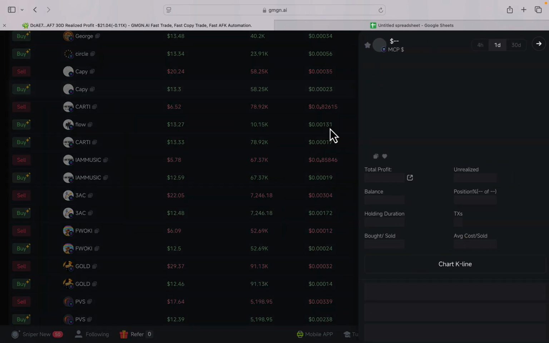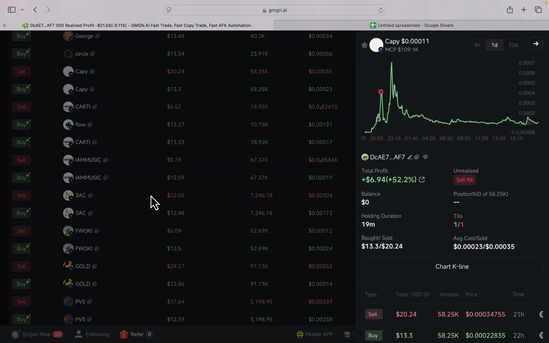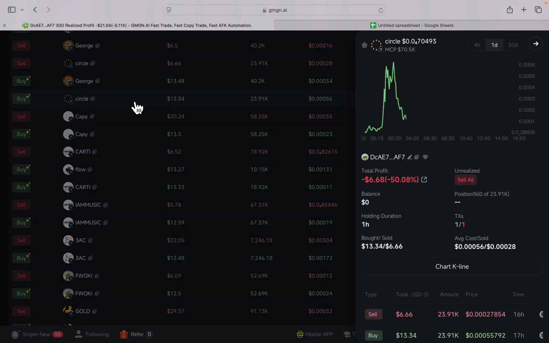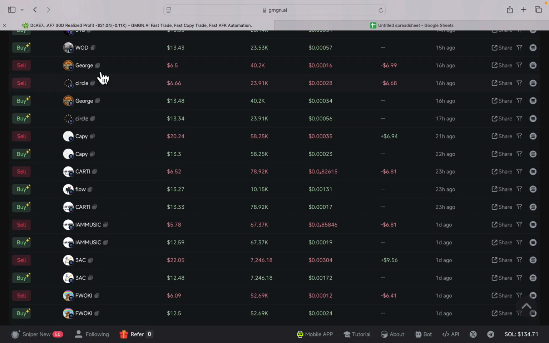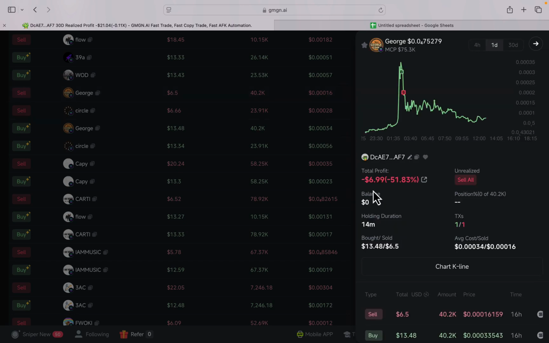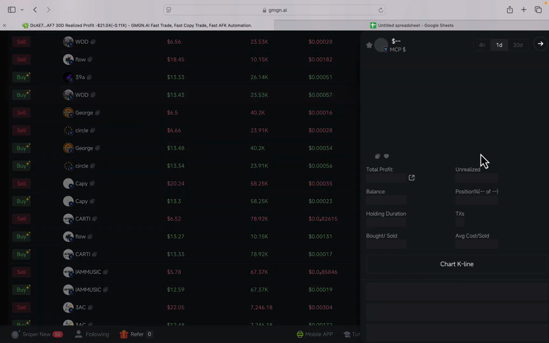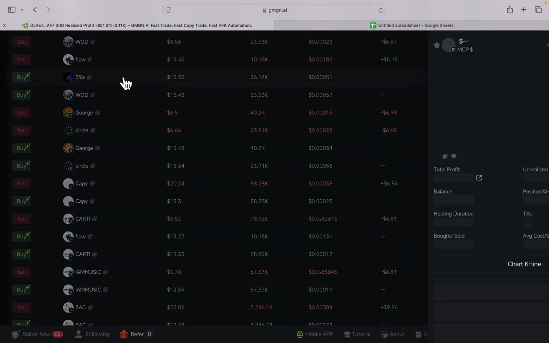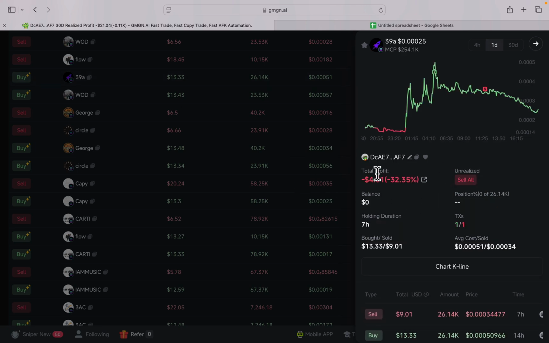For this one, I made 52% profit. But from here, minus 50, George, minus 50 again. This one, minus 50. This one, minus 32. Actually, I sold this manually because I knew probably this would go lower. So I decided to sell this manually. This was the only trade that I sold manually. All the other ones were automatic. That's the reason this was 32.